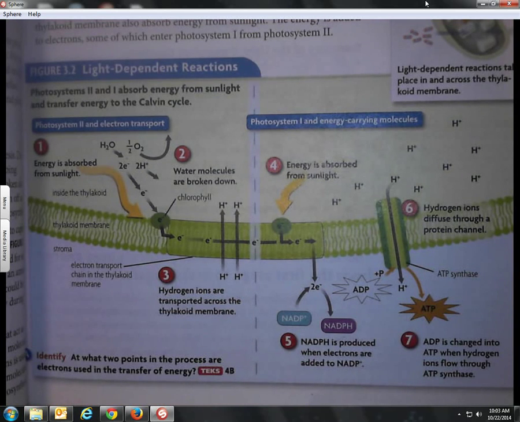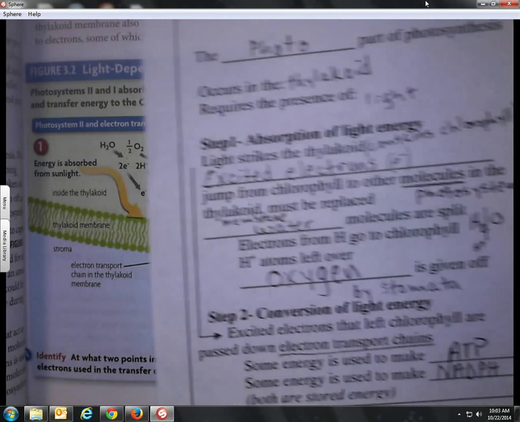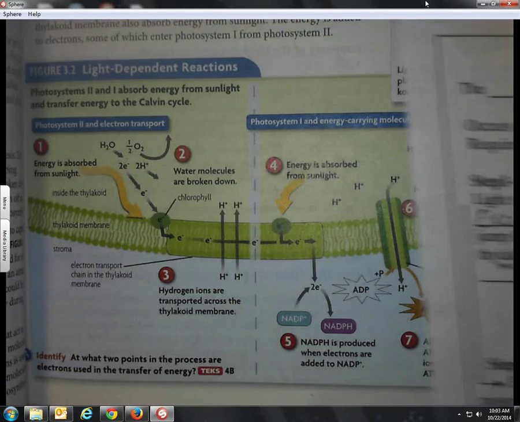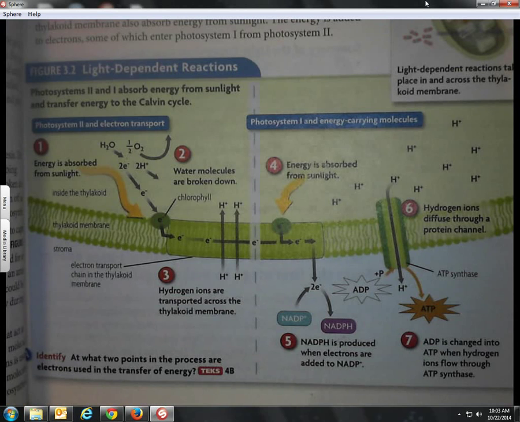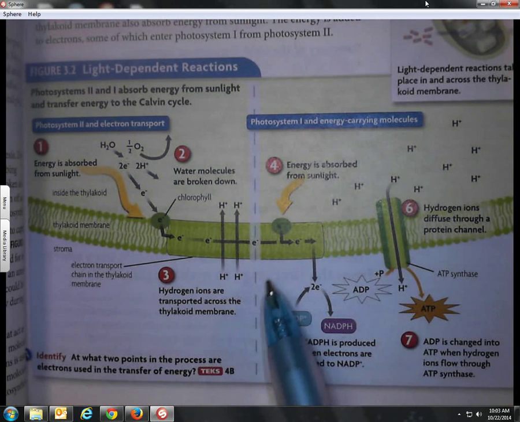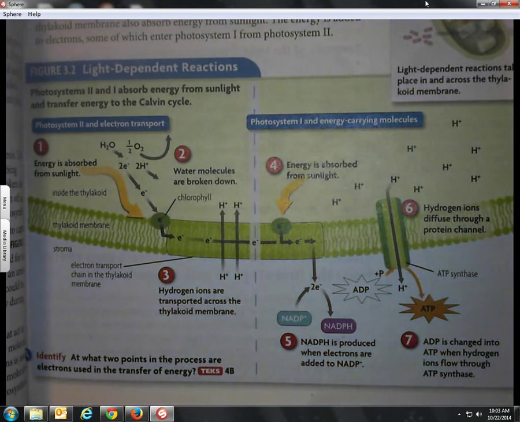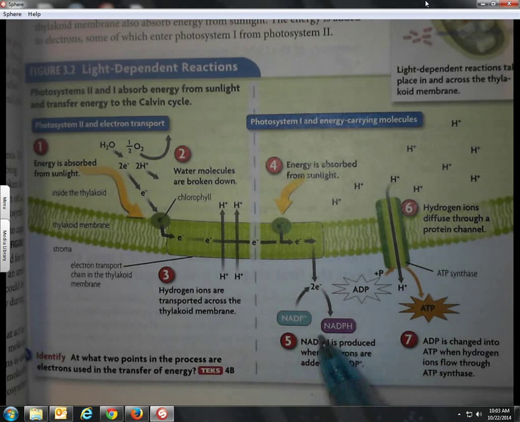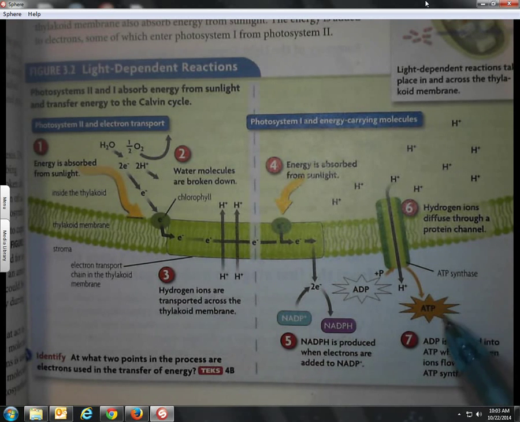So here are the words that we looked at on how it works, and then here's a little visual on that electron transport chain, why the chloroplast goes through this light reaction part. The main purpose of the light reaction is to make NADPH and ATP. Alright, so that is part 1 of photosynthesis. Let's look at part 2.